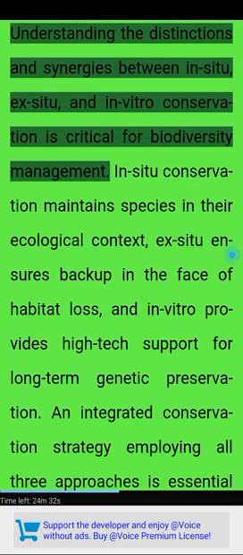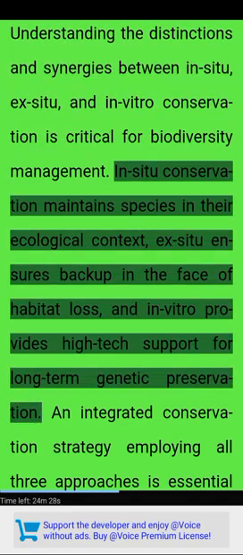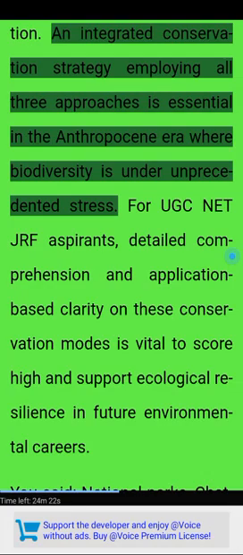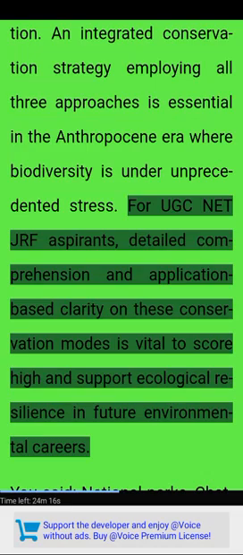Conclusion. Understanding the distinctions and synergies between in situ, ex situ, and in vitro conservation is critical for biodiversity management. In situ conservation maintains species in their ecological context. Ex situ ensures backup in the face of habitat loss, and in vitro provides high-tech support for long-term genetic preservation. An integrated conservation strategy employing all three approaches is essential in the Anthropocene era, where biodiversity is under unprecedented stress. For UGC NET JRF aspirants, detailed comprehension and application-based clarity on these conservation modes is vital to score high and support ecological resilience in future environmental careers.